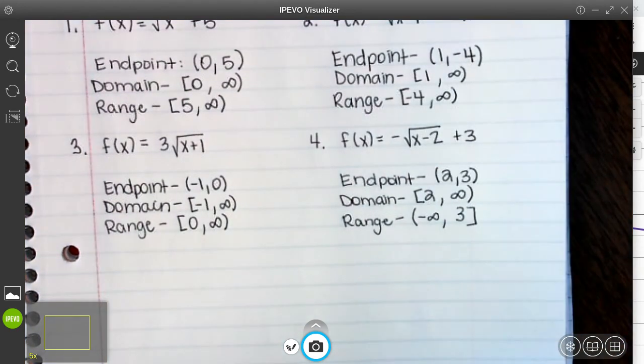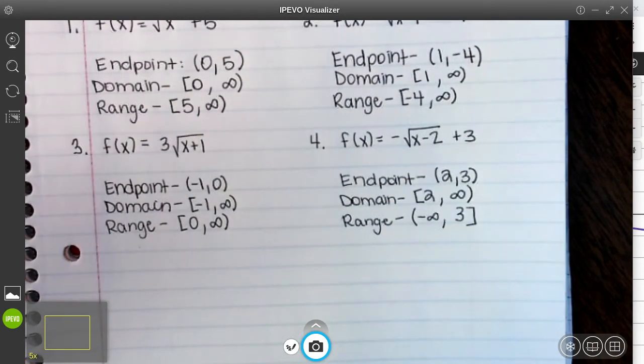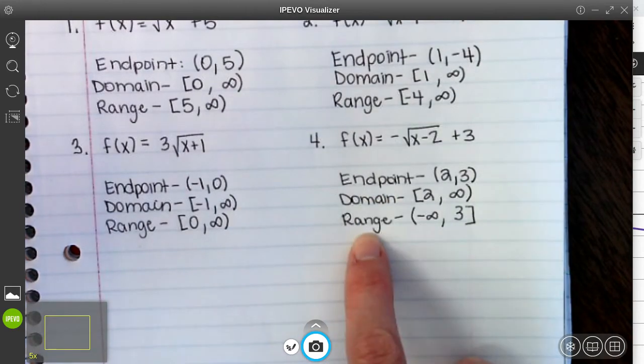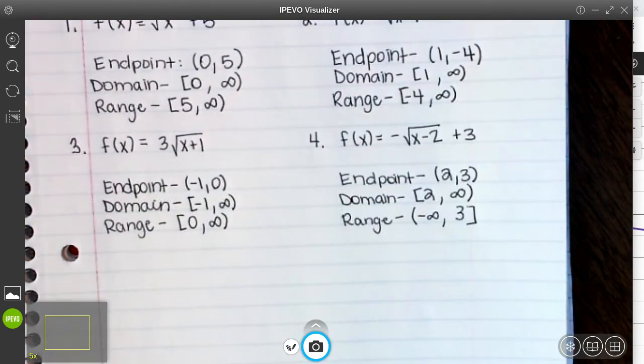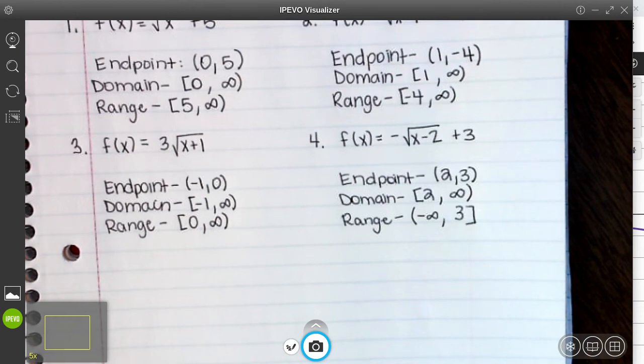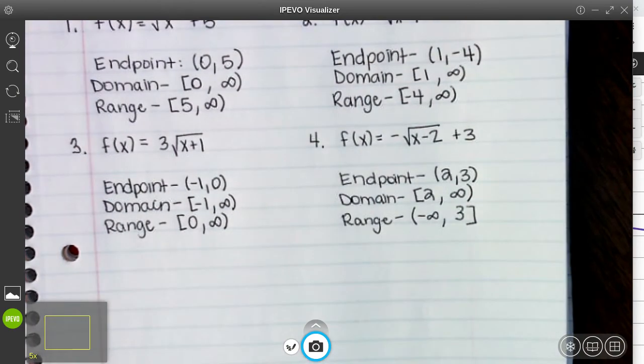I know I only have one example like that, but if you have a negative in front of your square root, the range changes. Other than that, everything's the same pattern. Pretty simple, hopefully. So that is our radical or square root function.